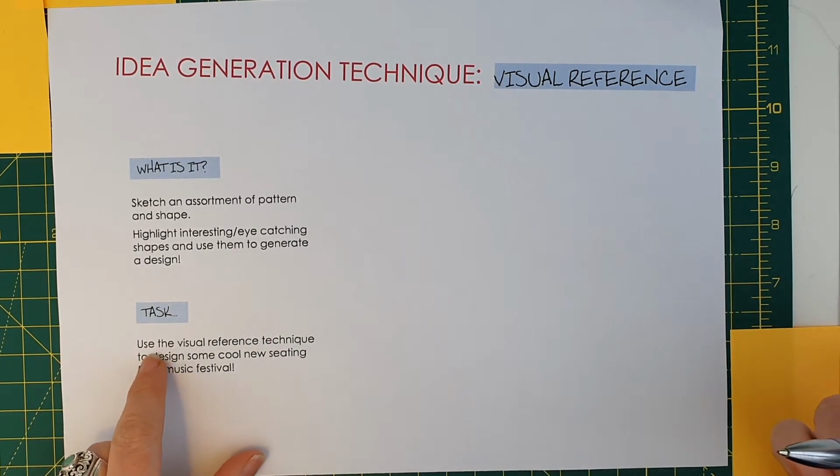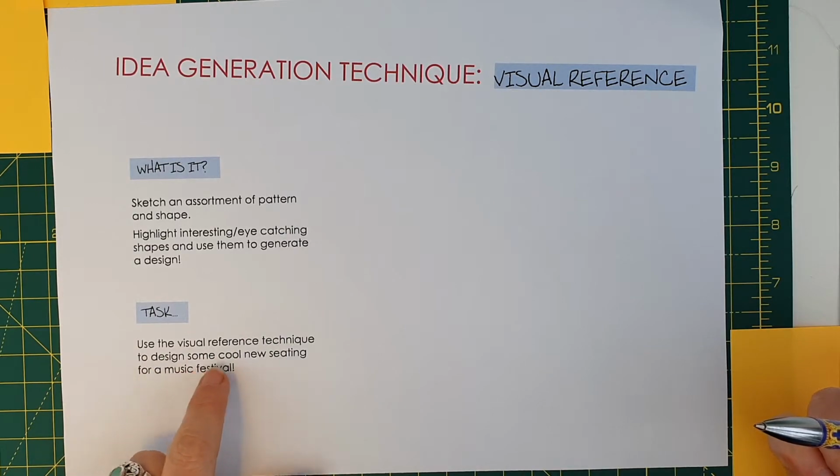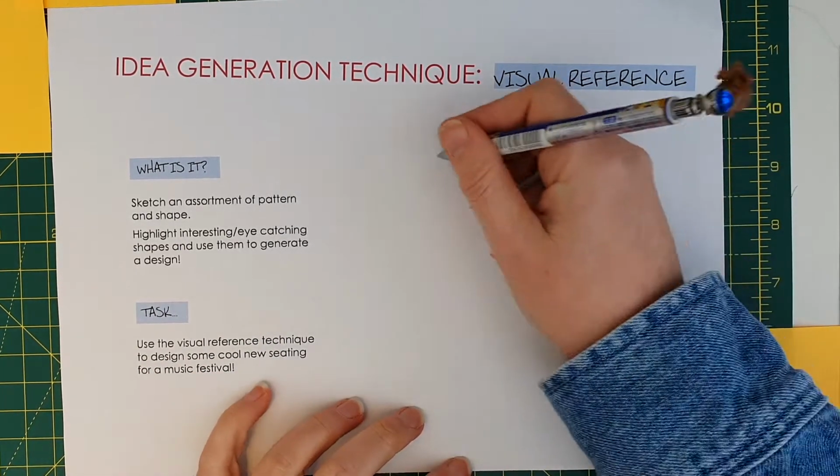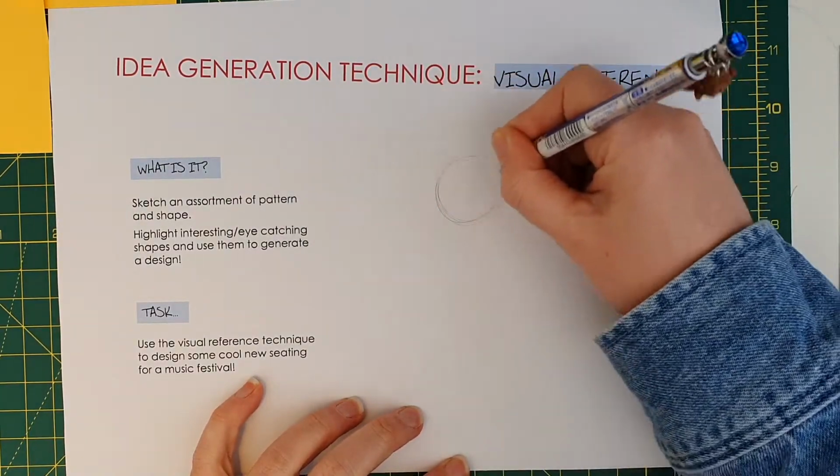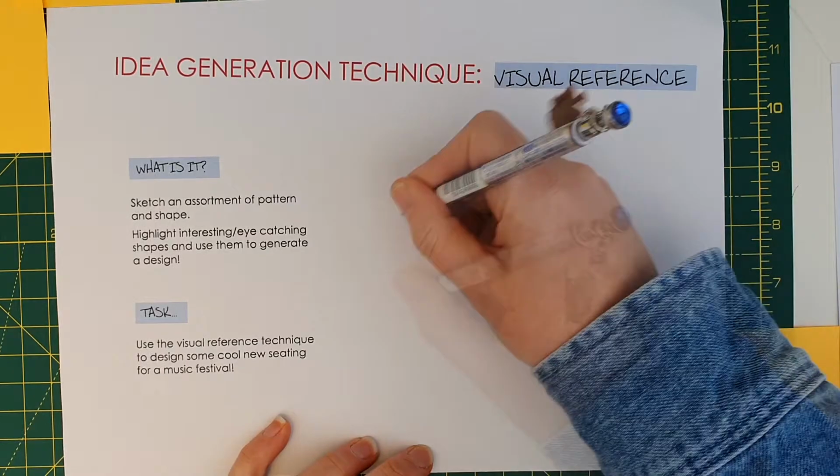In this task, you're going to use the visual reference technique to design some cool new seating for a music festival. So I'm just going to start off with some circles, I think, to begin with. That kind of got warmed up from doing my monster there. I had quite a lot of circles.